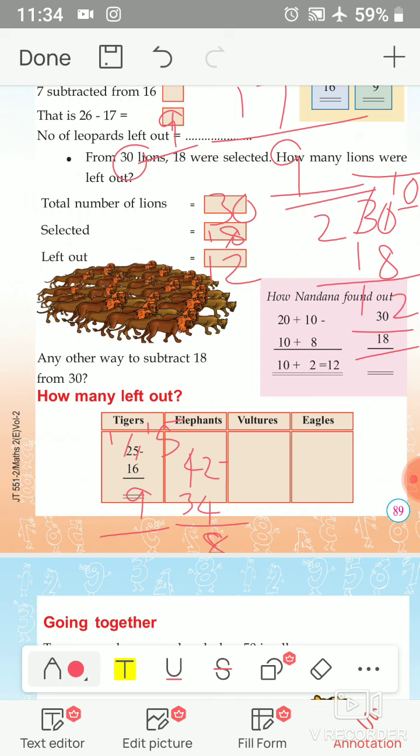Okay, next. How many vultures are in total? Yes, 52. Look at this list. 52 vultures are in total. And how many vultures are selected? Yes, 33. 33 vultures are selected.